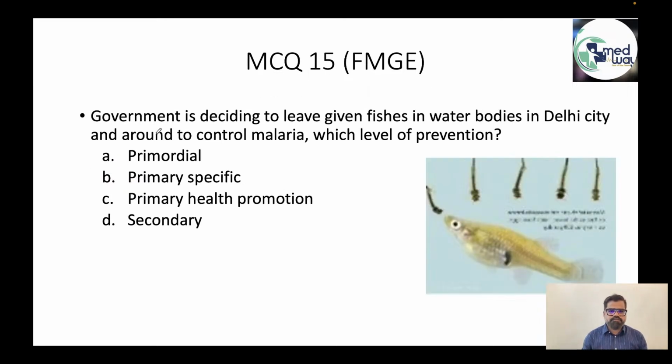Okay, let's take the 15th one. The government decides to leave certain fishes in water bodies to control malaria. So the government is trying to leave Gambusia fishes so that they can eat the mosquitoes and all. What level of prevention is this? This is primordial prevention. Please be specific. This is primordial, right? How? I'll explain.